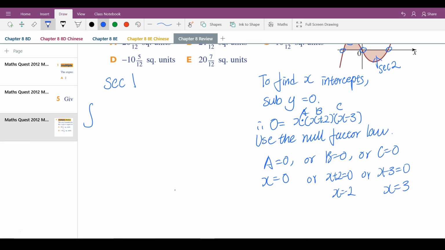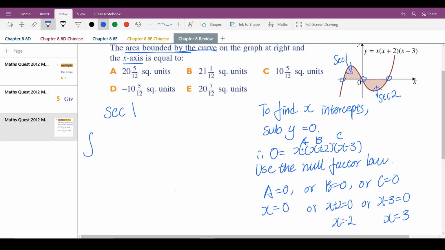So these three x coordinates are our x-intercepts. So let's go up there. This one must have a coordinate of 3, 0. This one must have a coordinate of 0, 0. And this one must have a coordinate of negative 2, 0. So there you go. We found all our x-intercepts. Then we can use it as a domain. So we're integrating in section 1, that is from negative 2 to 0. And top minus bottom.